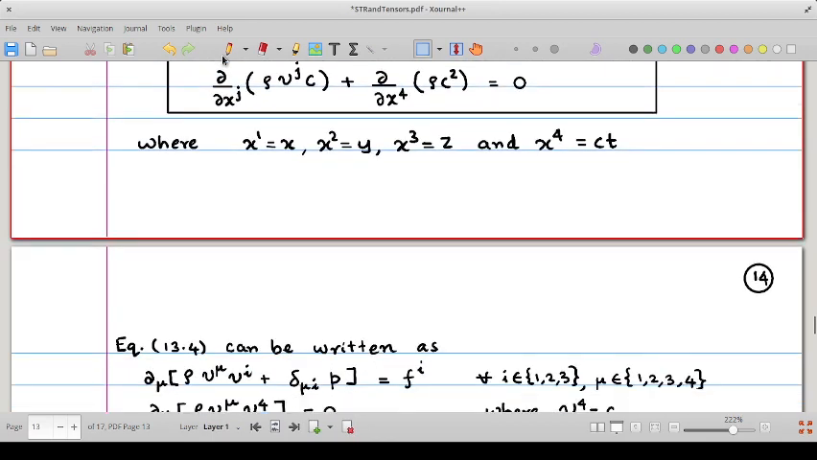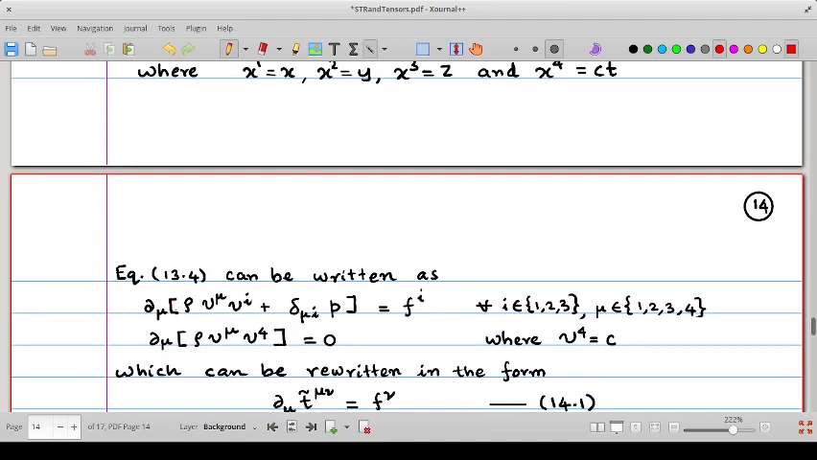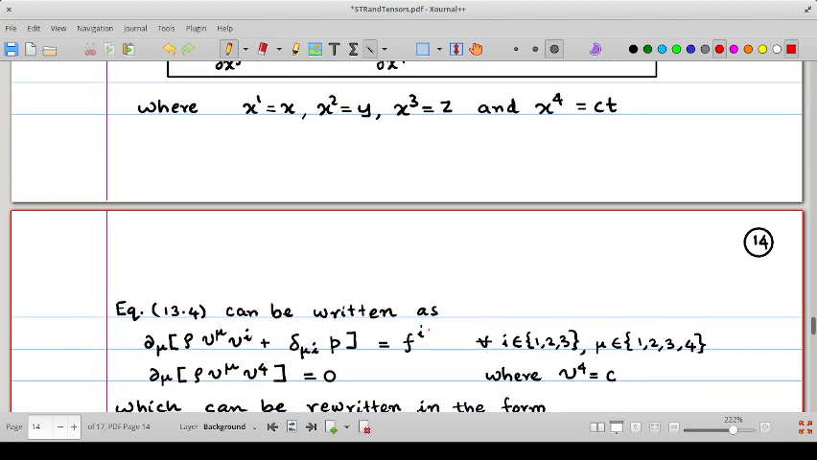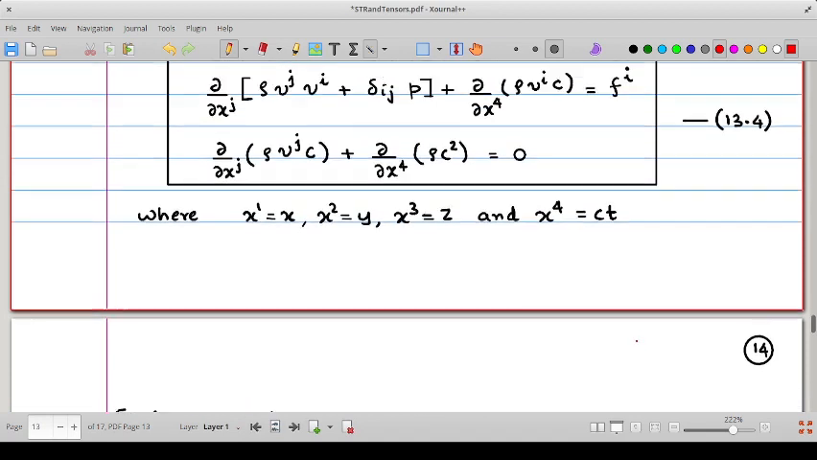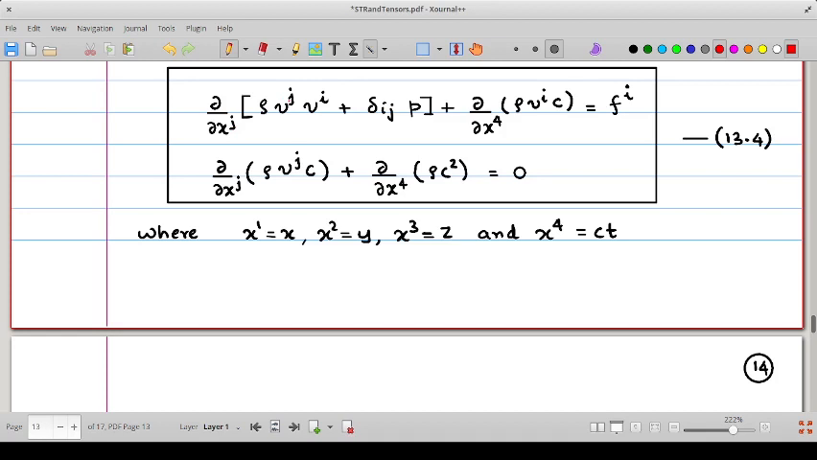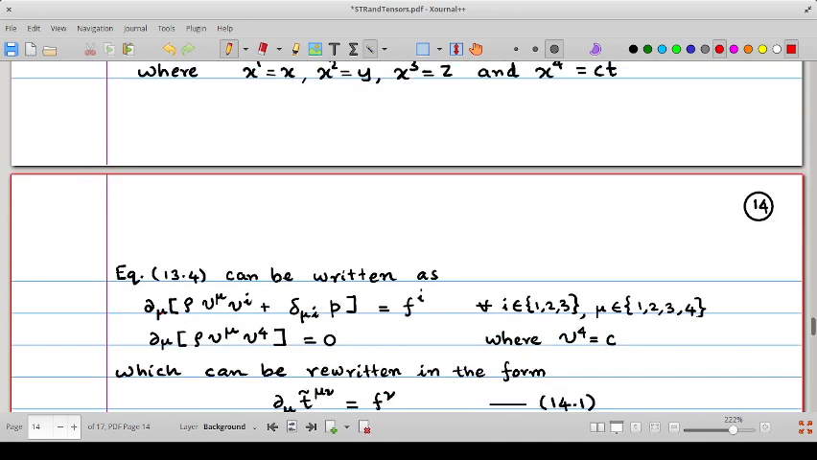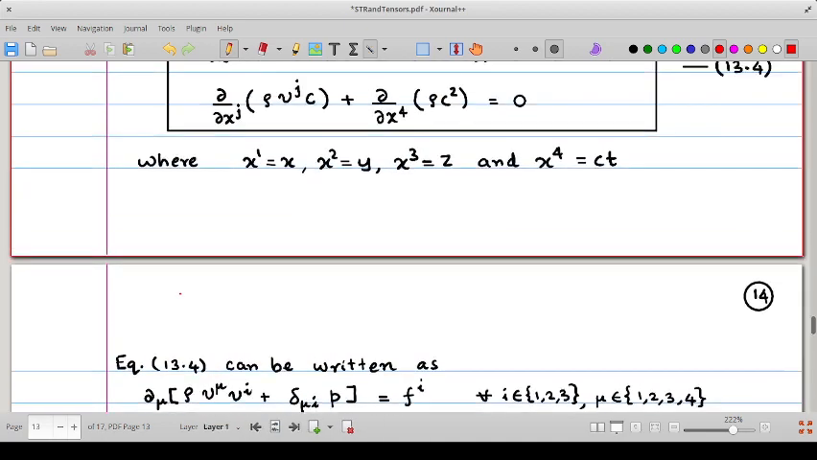Now these two equations can be written in the following form. I can write this as d by d mu of rho v mu vi plus delta mu i p equal to fi, for i running from 1, 2, 3 and mu running from 1, 2, 3, 4. And this is because of the following. I have j running from 1 to 3 and I have derivative with respect to x4 as well. So here d mu is derivative with respect to x mu, which runs from 1 to 4. So the first three terms are d1 of rho v1 vi plus delta 1i p, and mu runs from 1 to 3 in that case. So that is given by this.